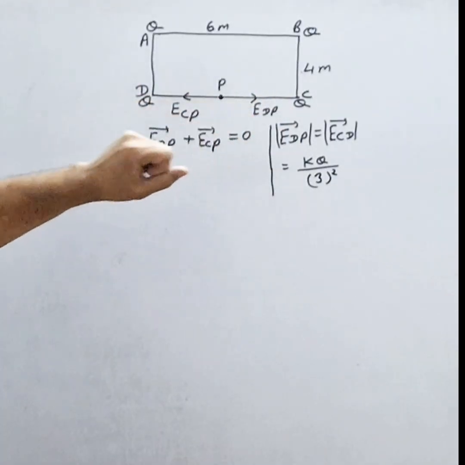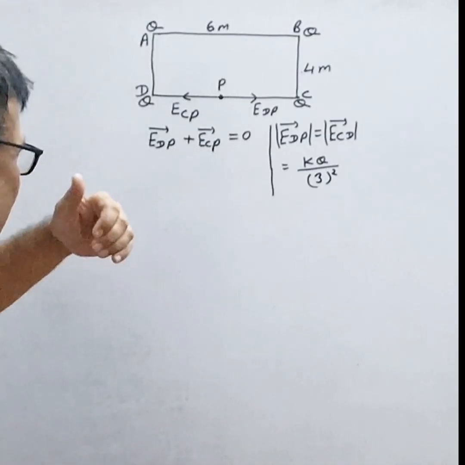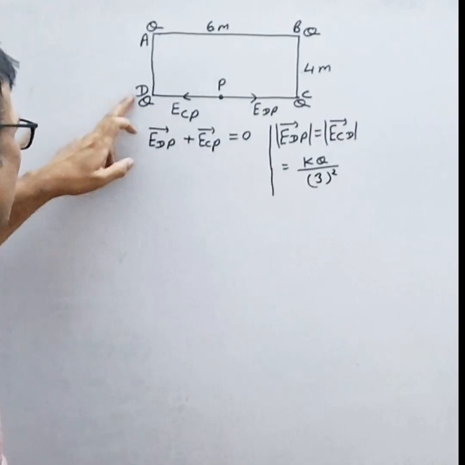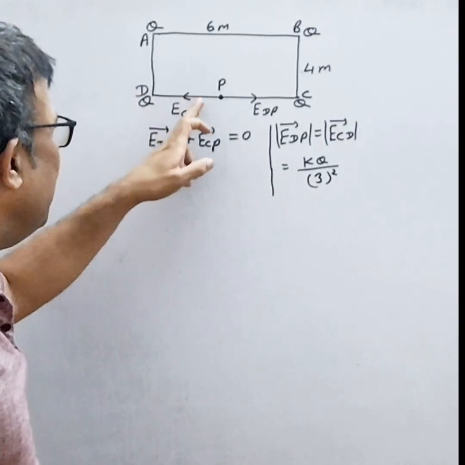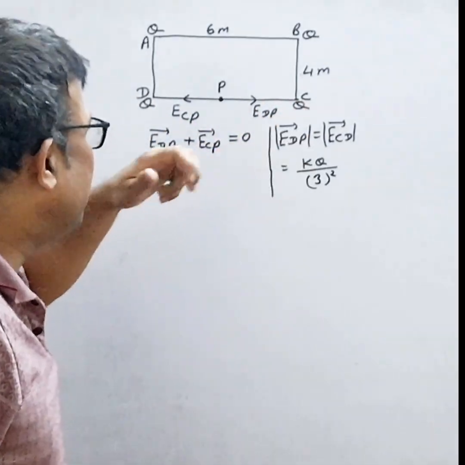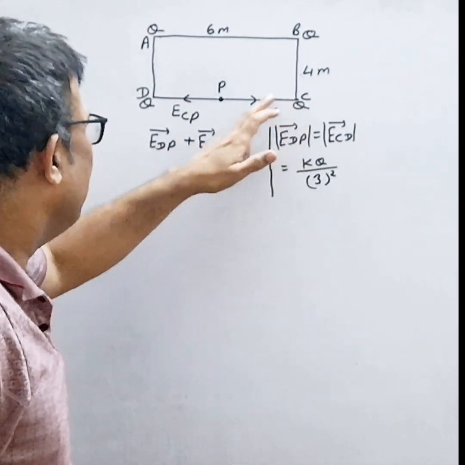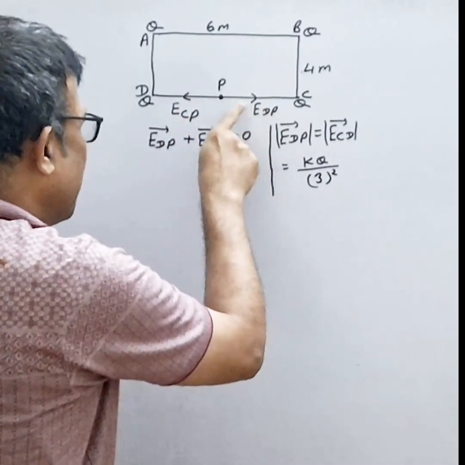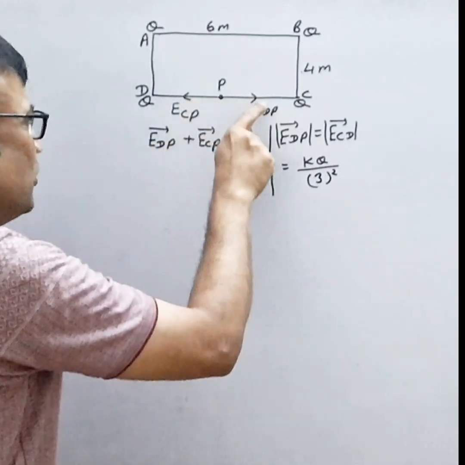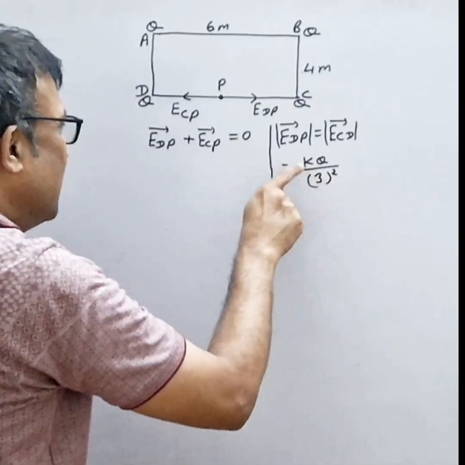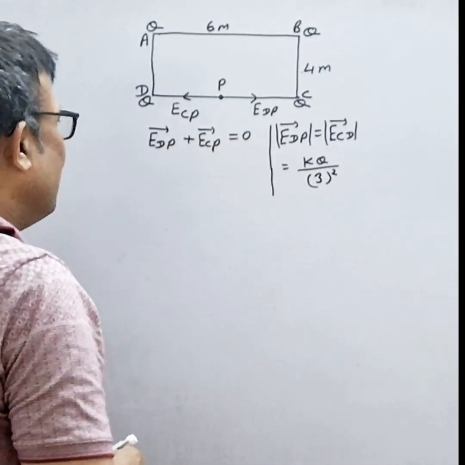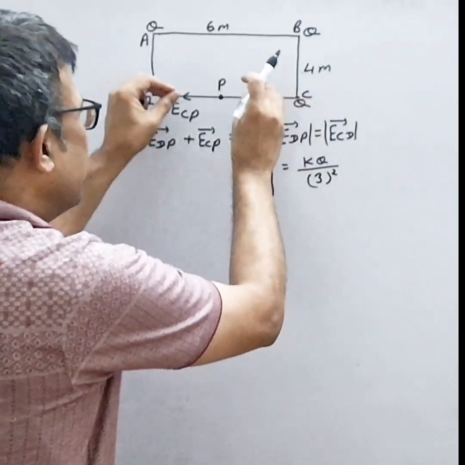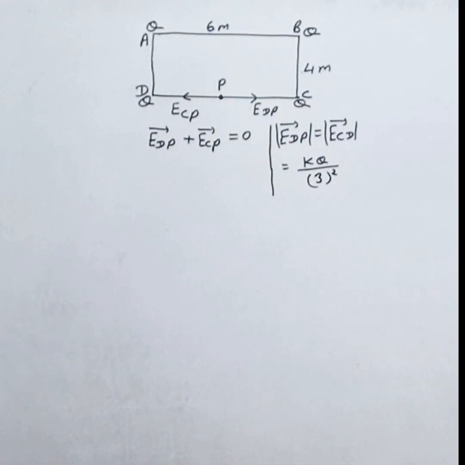Now, these two charges are positive in nature and electric field produced by a positive charge is away from the charge. Therefore, electric field produced by the charge at D will be in the direction of PC and electric field due to the charge at C will be in the direction of PD. Clearly, the directions of the electric fields are opposite. Now we have two electric fields of the same magnitude but opposite direction. Therefore, the vector sum of these two electric fields will be 0. So these two charges together will not produce any electric field at point P.